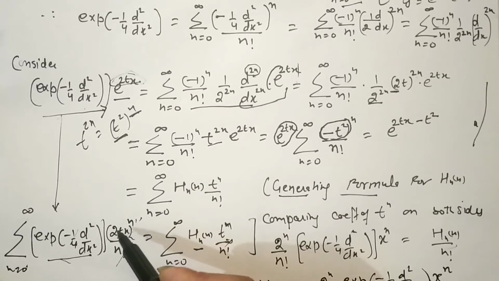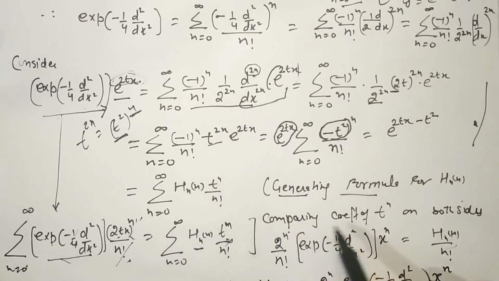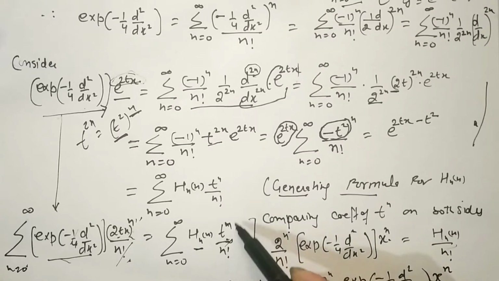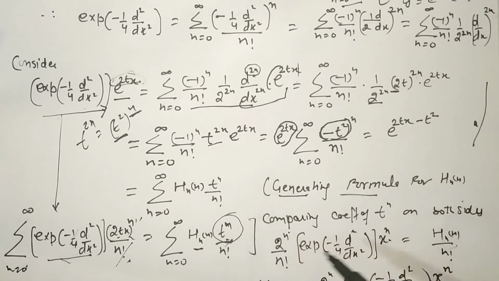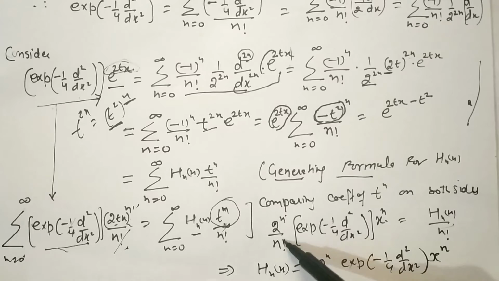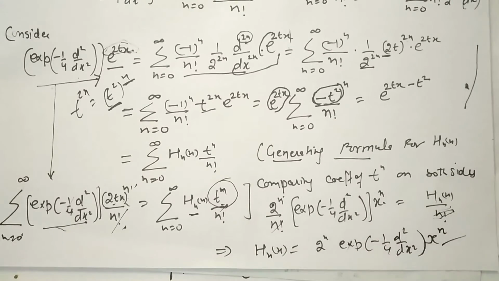If we separate this, it will be 2 raised to power n into x raised to power n. On the other side we have H_n upon n factorial. You can call it the coefficient of t raised to power n on both sides. So by comparing, we get this, n factorial cancels with n factorial, and H_n(x) is given by this formula, which is what we have to prove.